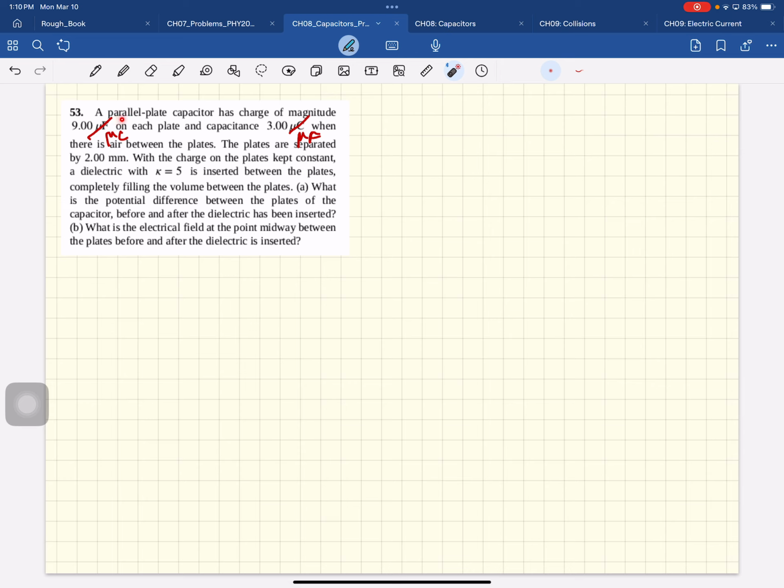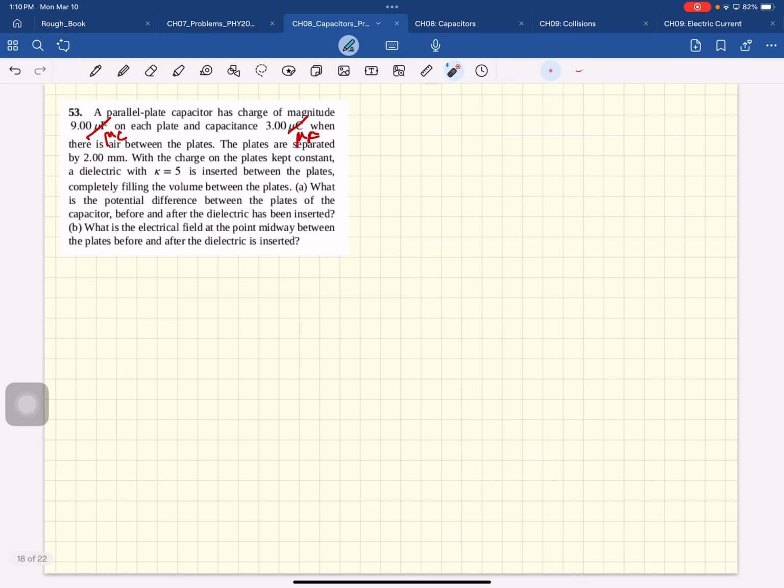So this problem says a parallel plate capacitor has a charge of magnitude 9 microcoulombs on each plate and a capacitance of 3 microfarads when there is air in between the plates. The plates are separated by 2 millimeters. With the charge on the plate kept constant, a dielectric with dielectric constant of 5 is inserted between the plates, completely filling the volume between the plates. What is the potential difference between the plates of the capacitor before and after the dielectric has been inserted?